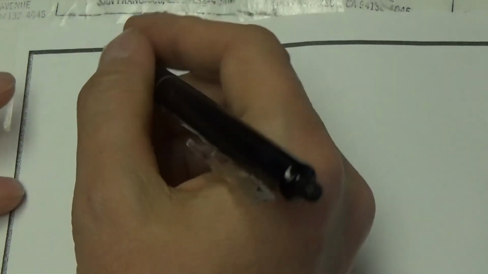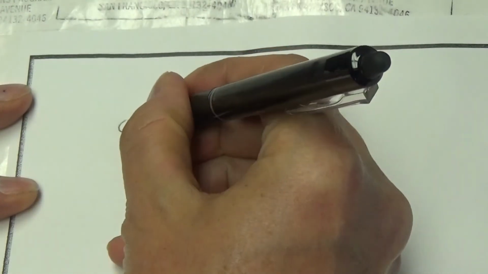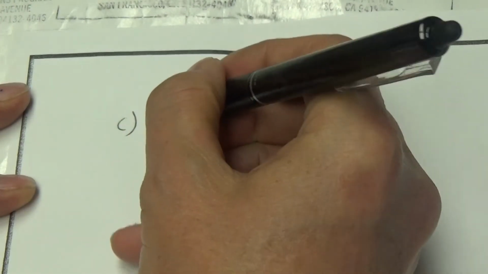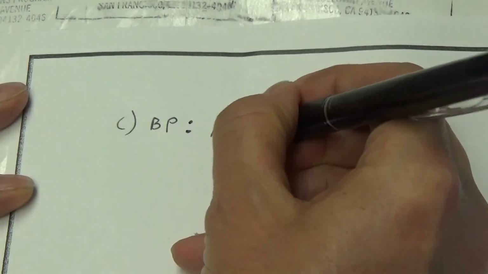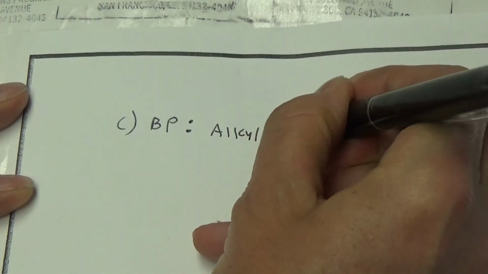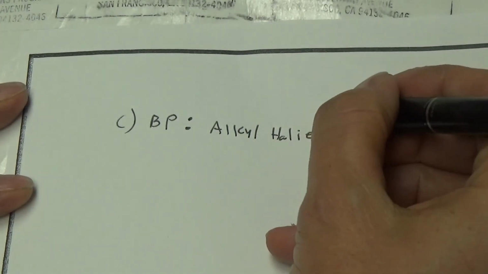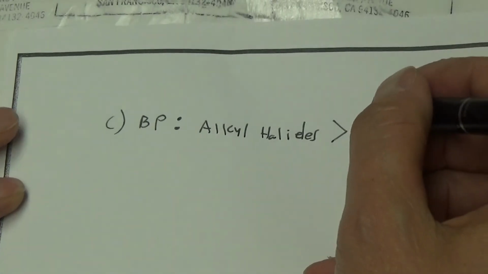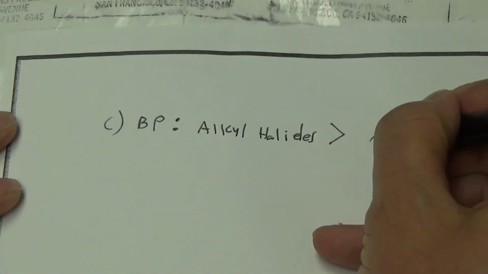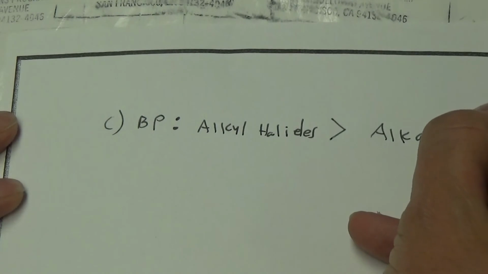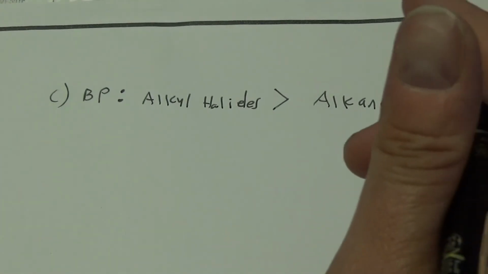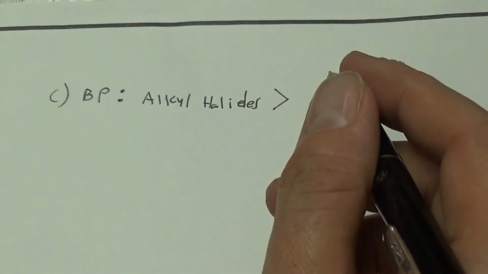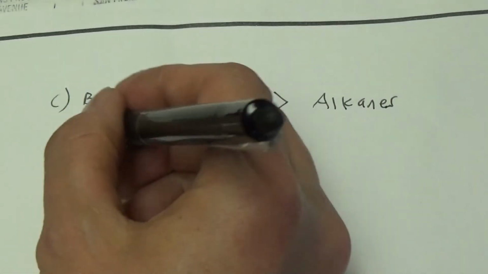The other property that we can discuss is boiling points. As you might imagine, the boiling points of alkyl halides are greater than alkanes. That electronegative halogen atom can actually help increase the boiling points a little bit. So let's show some examples.